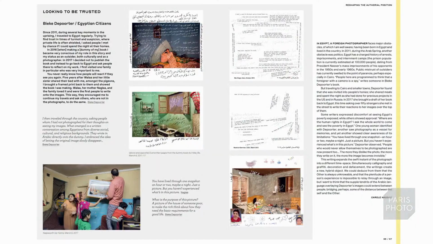You can see that some pictures have been written on a lot, and there is a comment in the book saying the more they dislike the picture, the more they write on it, the more the image becomes invisible. So it's interesting that the people who are asked to react are sometimes capable of erasing the image somehow.